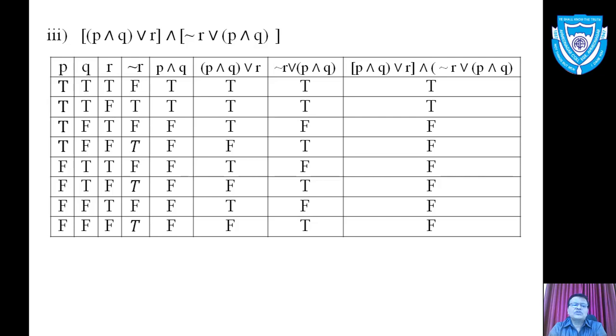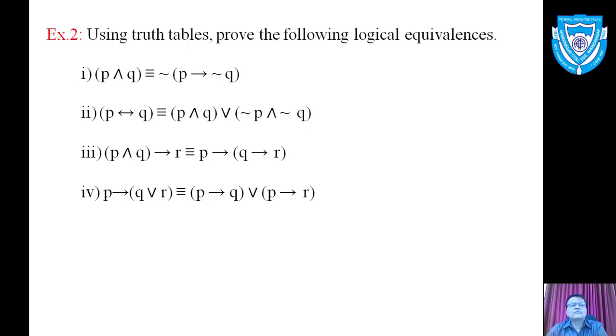This is the second possibility. The third possibility is that 2 statements may be false and 1 may be true, and the last possibility is that all of them are false. So there are 8 total possibilities when there are 3 statement letters, and this table is prepared by using the rules of conjunction, disjunction, negation, implication.